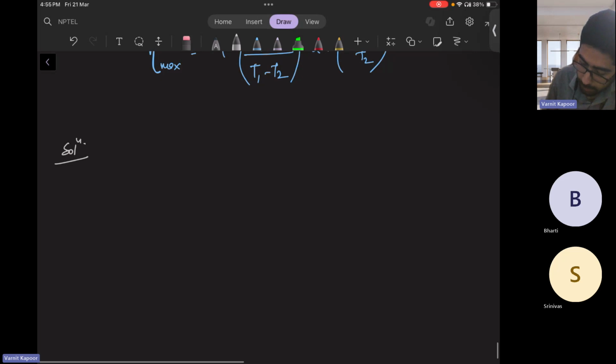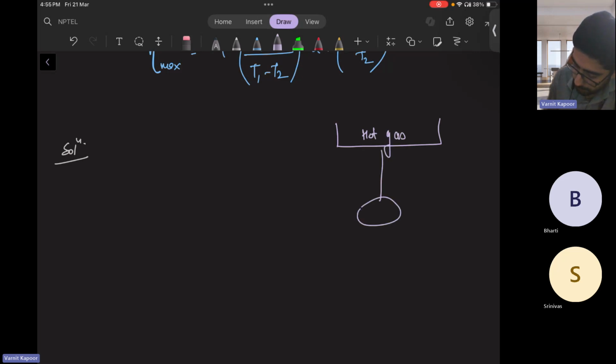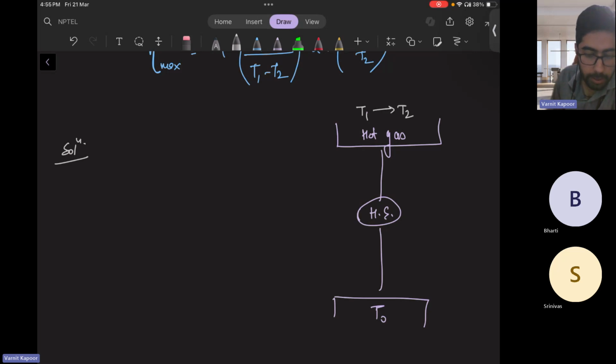So let us draw. There is a hot gas. It is connected with an engine, heat engine, HE, and it is connected to a sink that is at T naught. So this temperature is going to eventually decrease from T1 to T2. Heat is supplied here, that is Q1. Work is going to be extracted from here, and Q2 is the heat rejected.